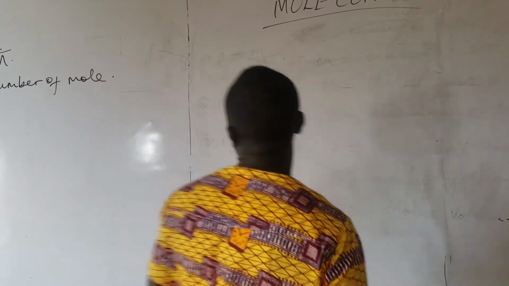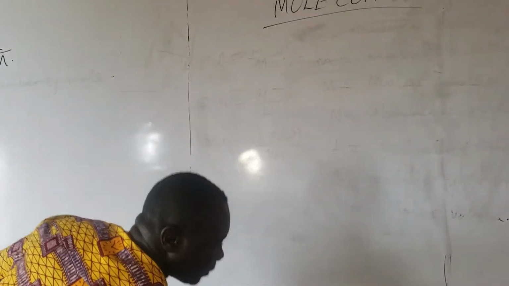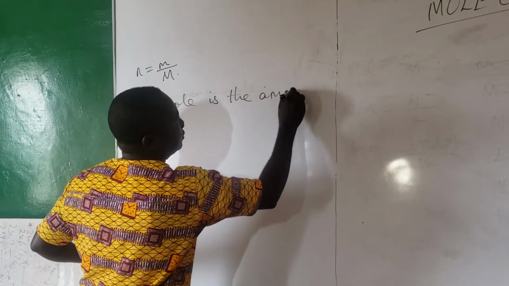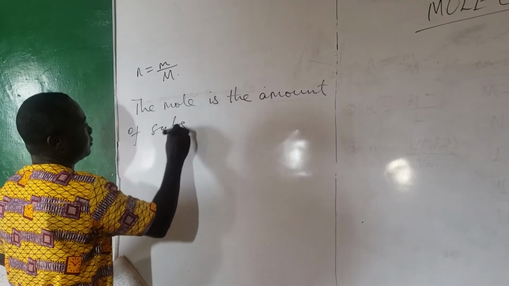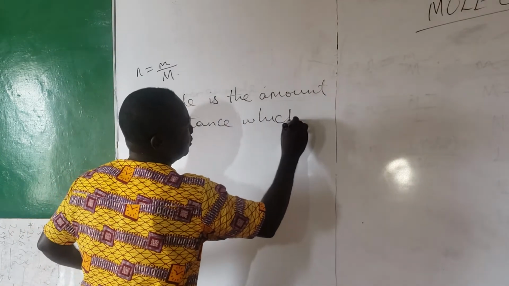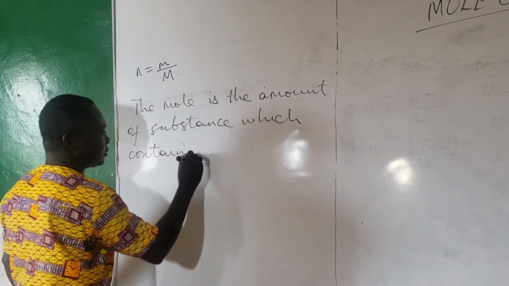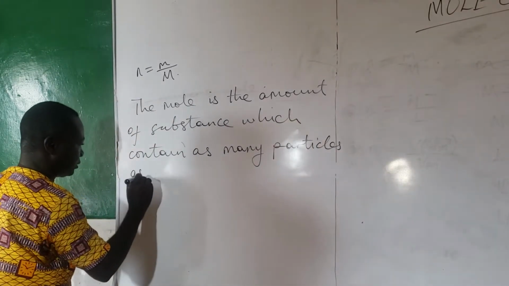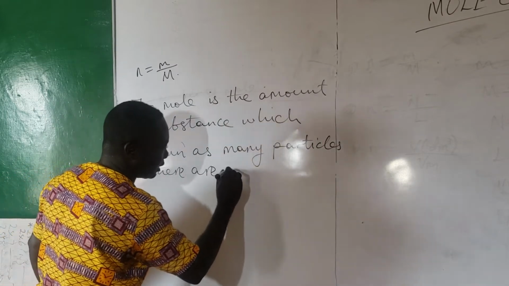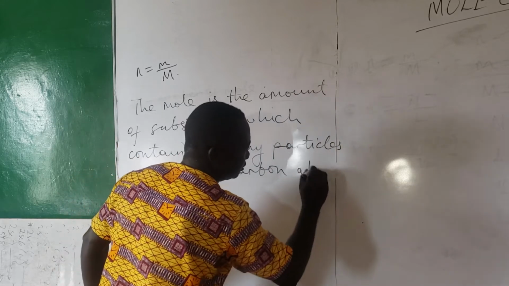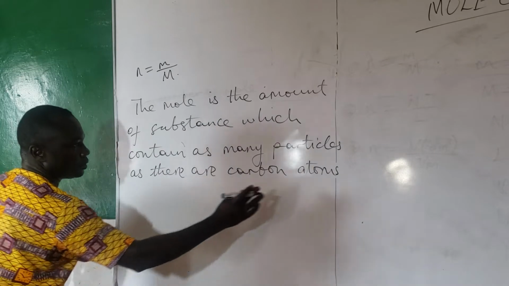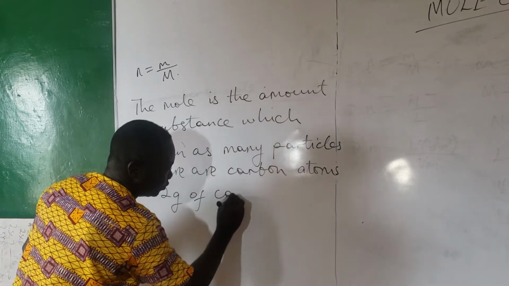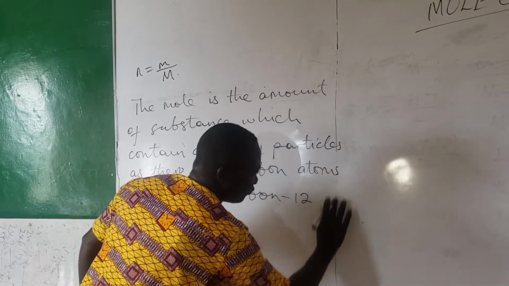So let me put it down for you. The mole is the amount of substance which contains as many particles as there are carbon atoms in 12 grams of carbon 12 isotope.